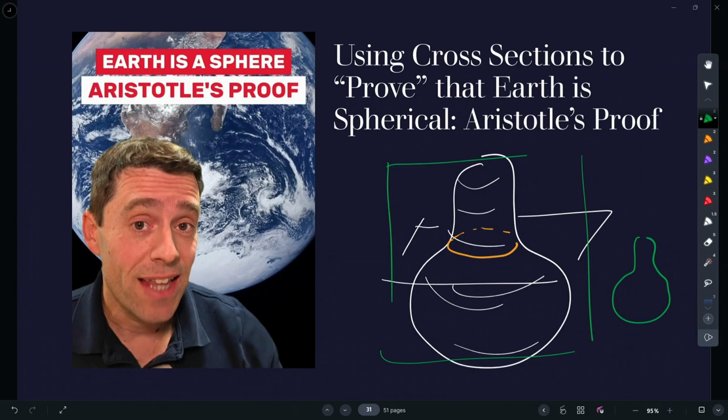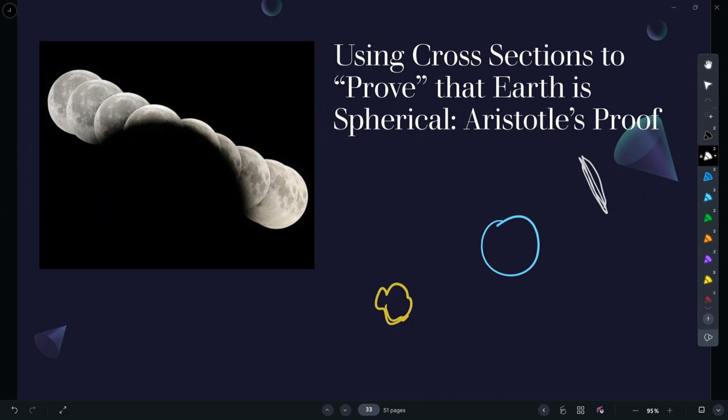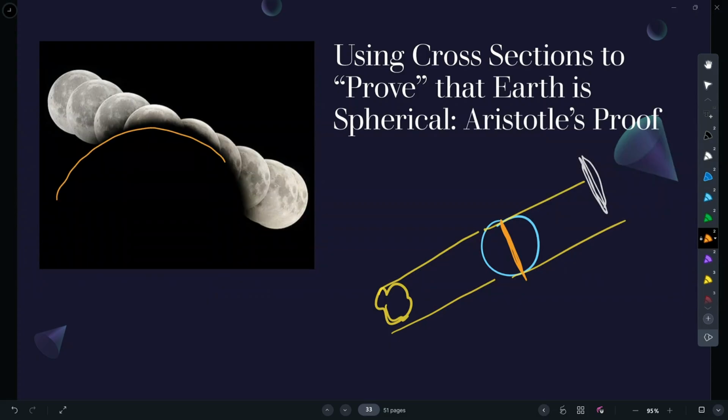Aristotle didn't go and cut Earth in many places just to see that he got circles. What he did was looking at eclipses. If you have the sun, and you have Earth, and you have the moon somewhere here, okay, then the sun is far enough that the shade you see in the moon is equivalent to a cross-section of Earth in that direction. And here you can see that thanks to an eclipse, I'm seeing that this cross-section is a circle.